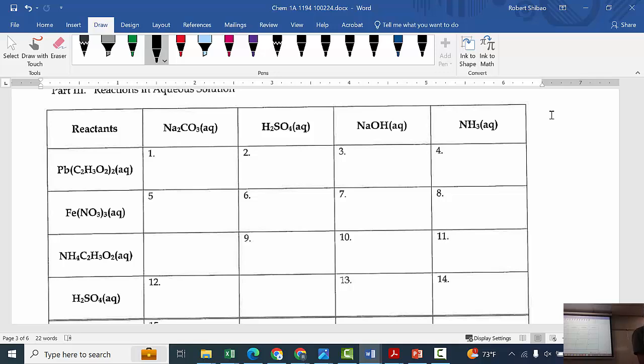Number 7. So we're going to take iron 3 nitrate and add some sulfuric acid to this. Or 6, yeah, sorry. Number 6, with sulfuric acid, let's see what happens. Do you see what happened? There's no precipitate, but what happened to the color? Clear. Yeah, it's colorless now.